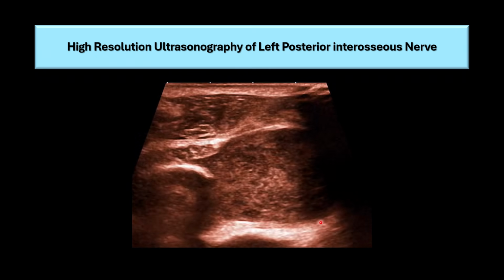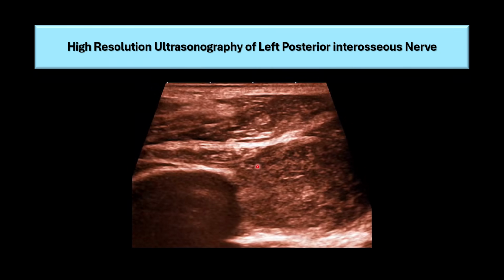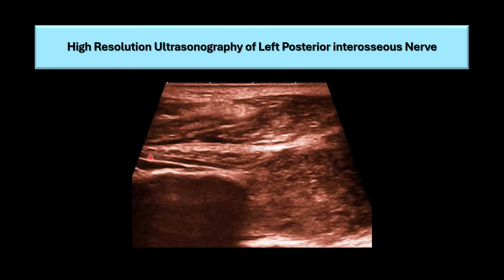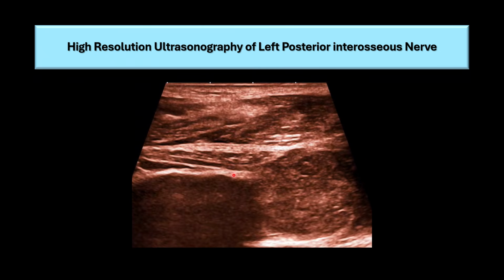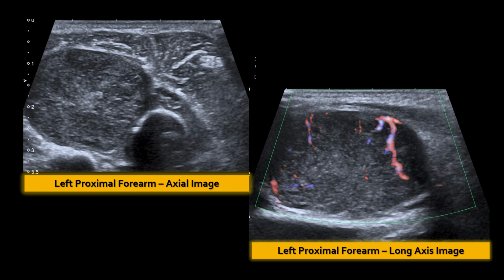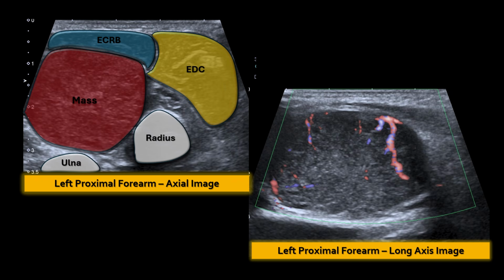As I am rotating my probe along the long axis of this lesion, we can see this lesion is proximally in continuity with the posterior interosseous nerve. This is the posterior interosseous nerve lying between the superficial and deep heads of supinator. This is the axial image of the left proximal forearm. We can see this is radius, this is ulna, and this is the big mass lesion that is located deep to the extensor carpi radialis brevis muscle belly and adjacent to the extensor digitorum communis and supinator muscle bellies.